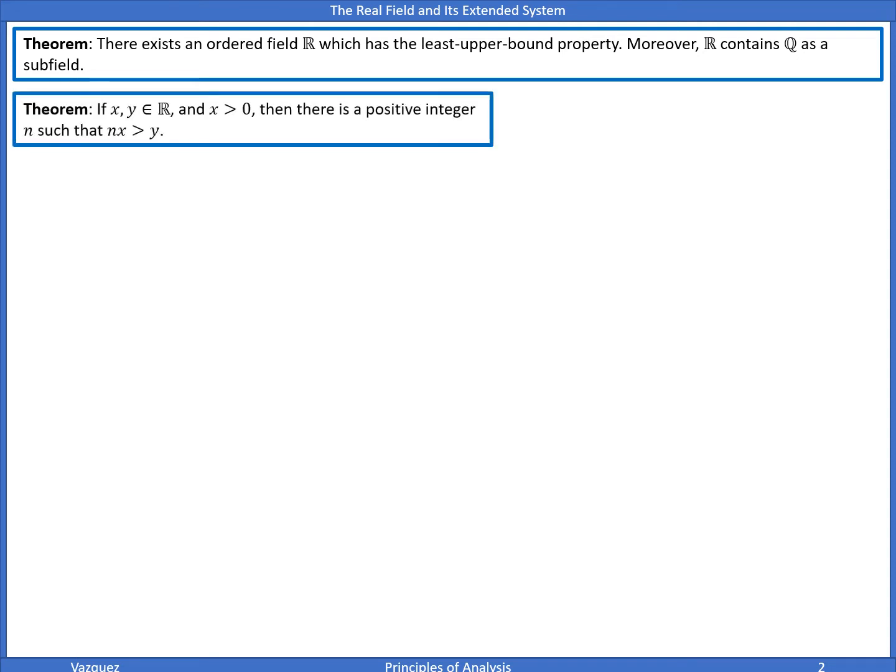Another theorem we have is if x and y are real numbers and x is greater than 0, then there's a positive integer n such that n times x is greater than y. And that you may know from another class. We give it a name, which is the Archimedean principle. Or if it's not the Archimedean principle, it could just be the Archimedean property.